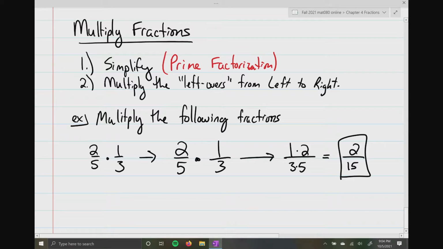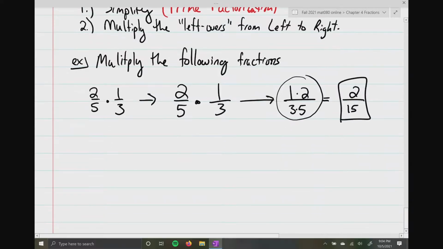And the reason why I know that is because of right here in this previous step. Since I couldn't scratch anything out, there's nothing I can simplify. So I know my answer doesn't need simplified as well. So 2/5 times 1/3 is 2/15. It is literally that easy. Okay? So now let's try another problem here.